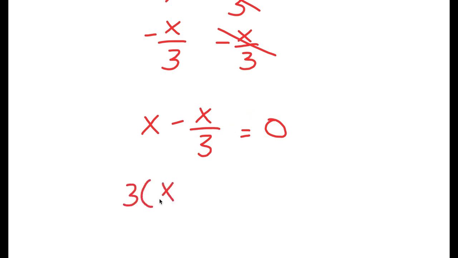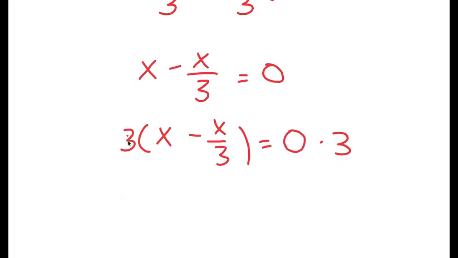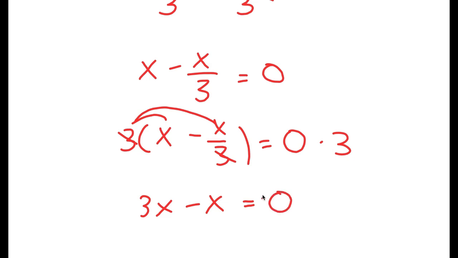So I'm going to multiply both sides by 3, so now I have 3 times x minus x over 3 is equal to 0 times 3. Now I have to actually distribute the 3 and multiply it with all my terms in my parentheses. So 3 times x is 3x, and 3 times negative x over 3, well, this 3 and this 3 cancel out, so all I'm left with is negative x, and 0 times 3 is 0.